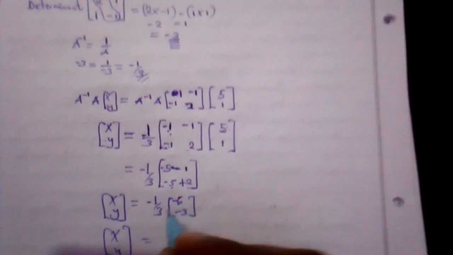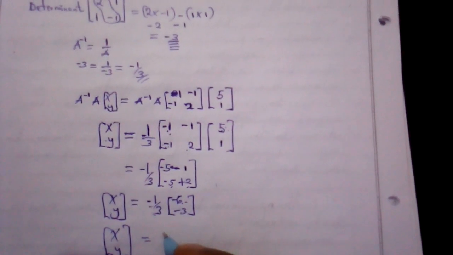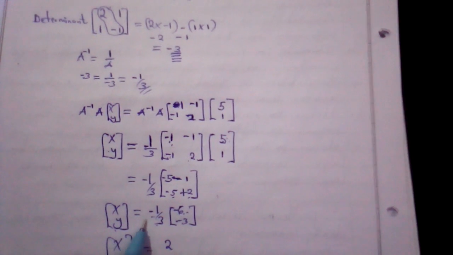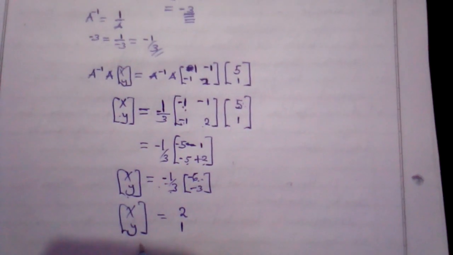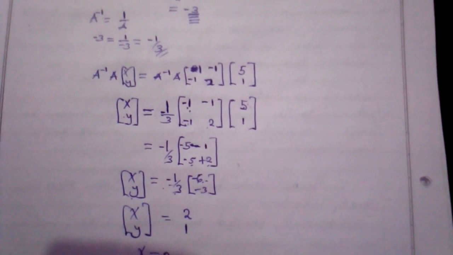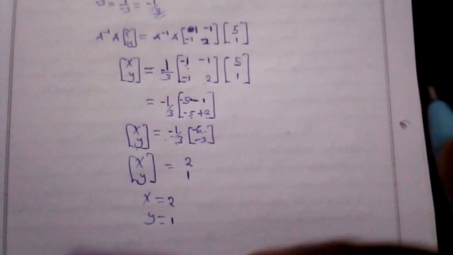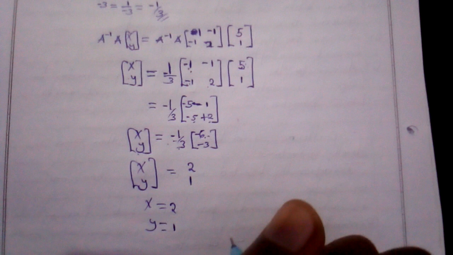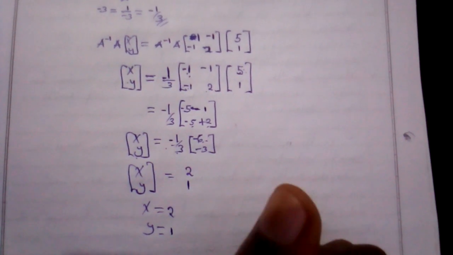So x, y equals, the first one will be negative 1 over 3 times negative 6, which gives us 2. The other one is negative 1 over 3 times negative 3, which gives us 1. So in this case, x is equal to 2, y is equal to 1. So that is how to apply the matrix method in solving simultaneous equations. Thank you very much. Let's meet in our next discussion.